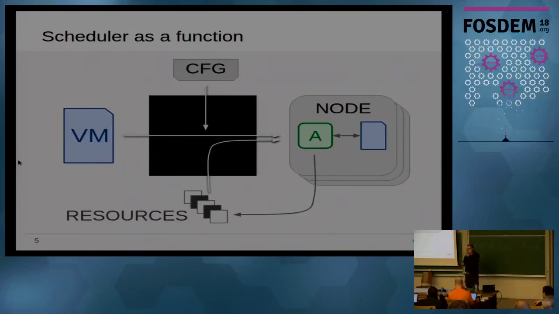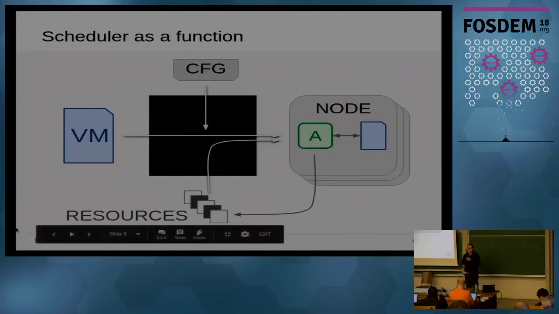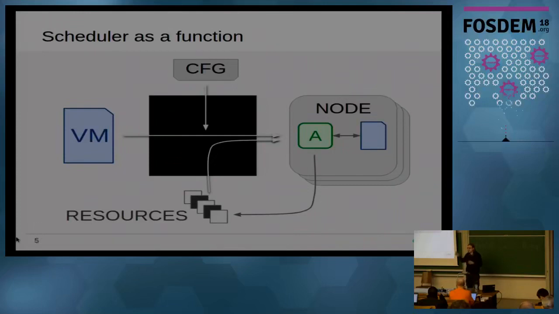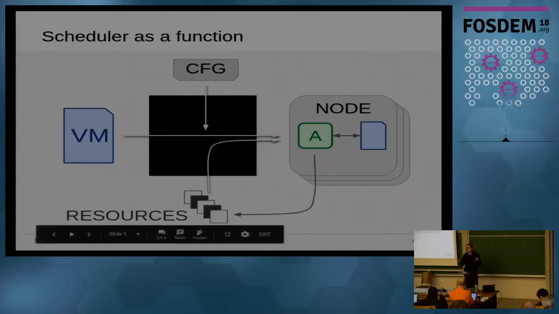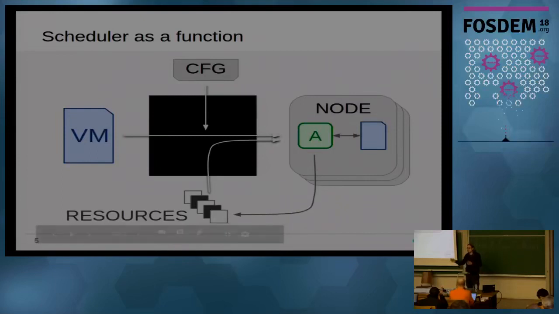All the nodes, through the agents, are reporting the status and available resources and whatever is running there. And that's the third input to your function. So we have the black box function here. And it really is a function. You have three inputs, and it generates an output. It tells you where you should start the load.